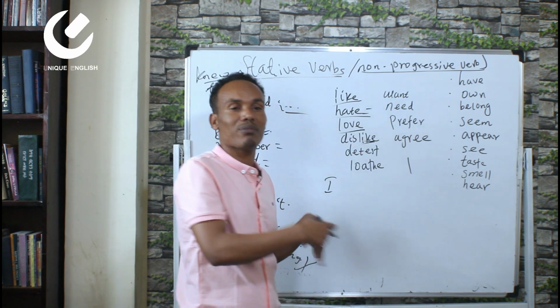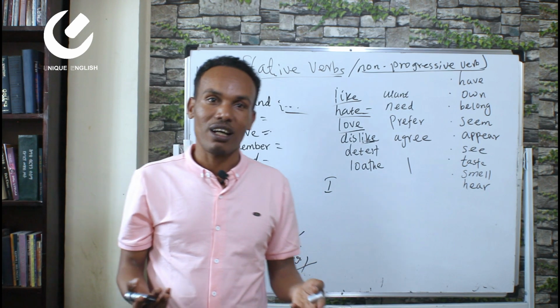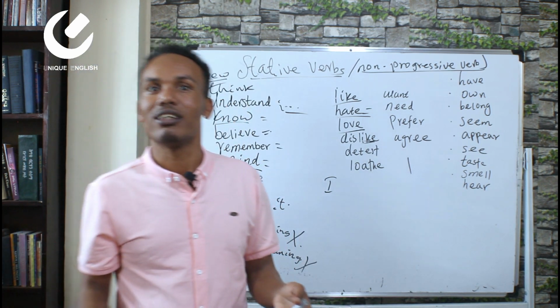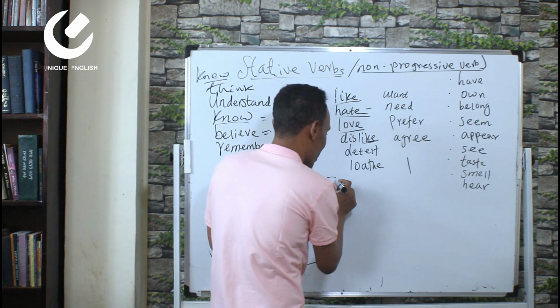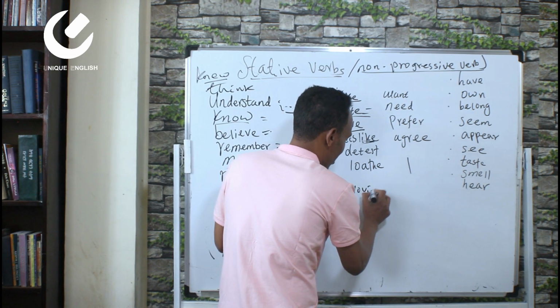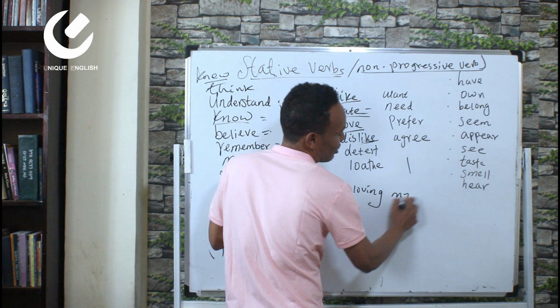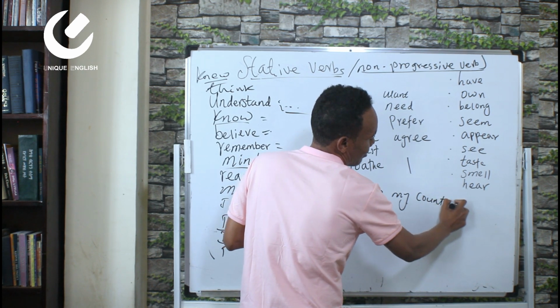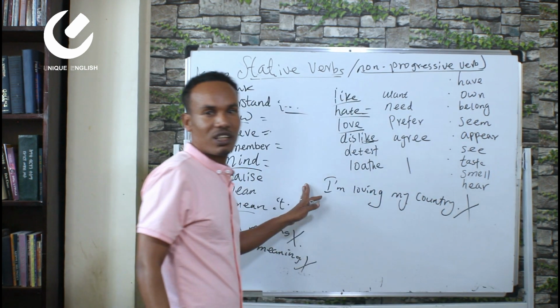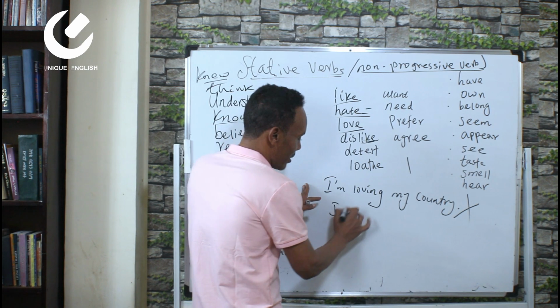I am disliking, I'm loving. Right? I'm loving my country. Don't say I'm loving my country. I'm loving what? My country. This is a very wrong English. ስለዚህ ትክክለኛው ምንድነው የምትለው ማለት I love my country.